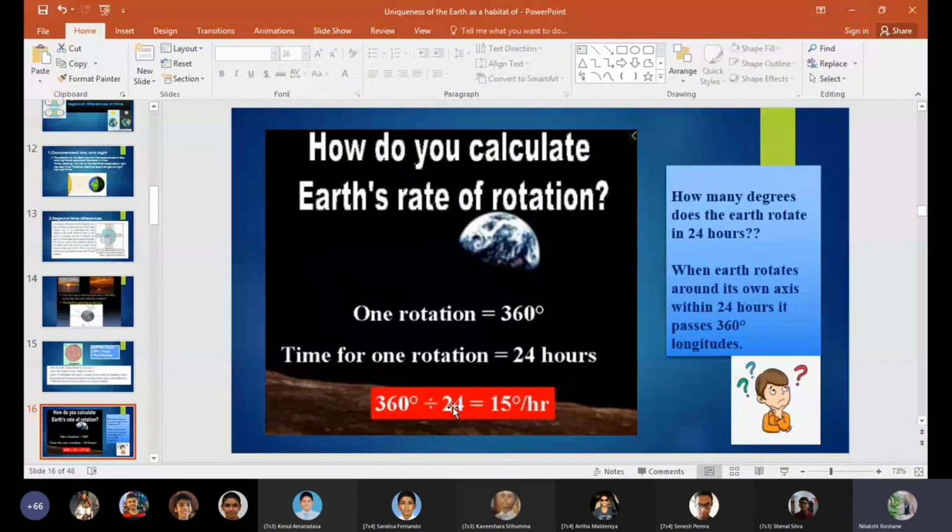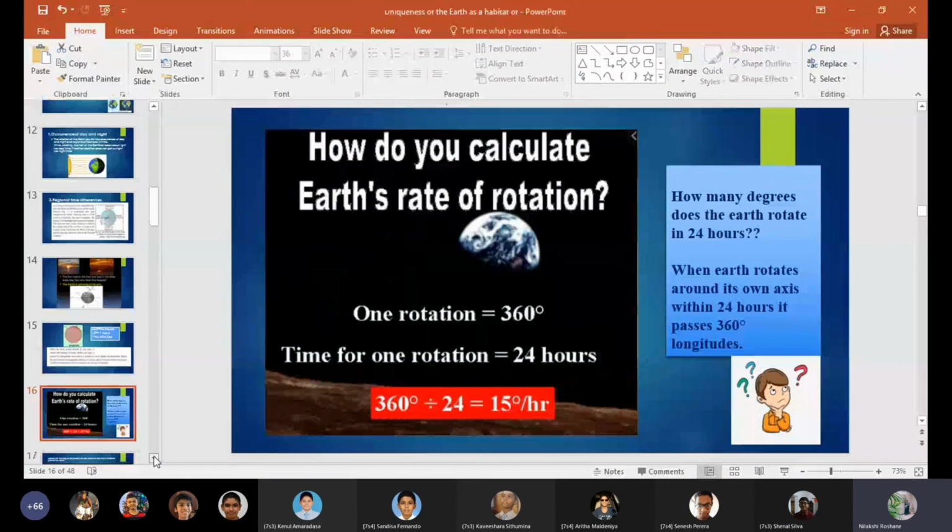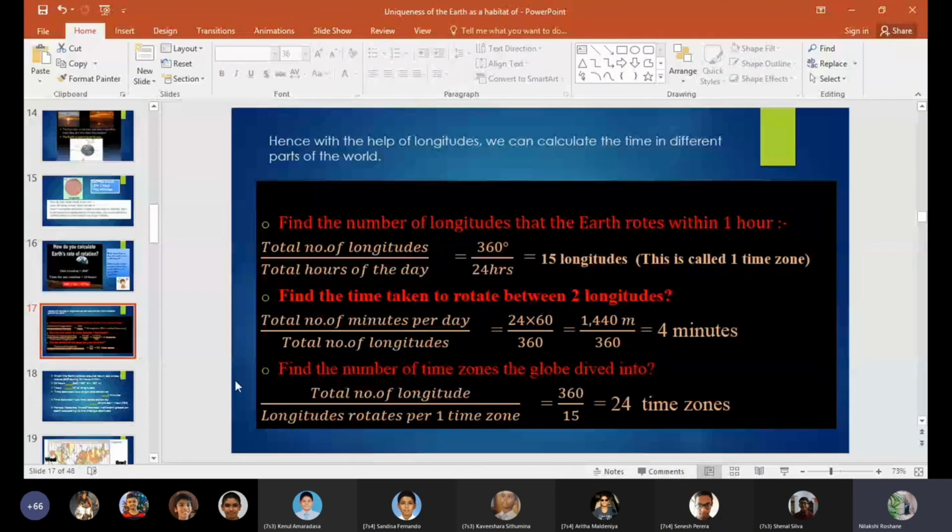So how many degrees does the Earth rotate in 24 hours? When the Earth rotates around its own axis, within 24 hours it passes 360 longitudes. Here you can find all the maths in your textbook. Hence, with the help of longitudes, we can calculate the time in different parts of the world.